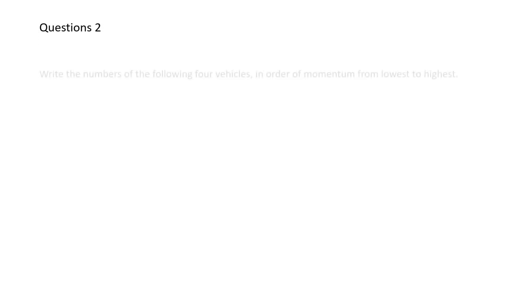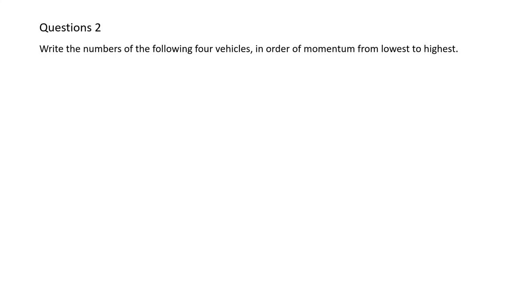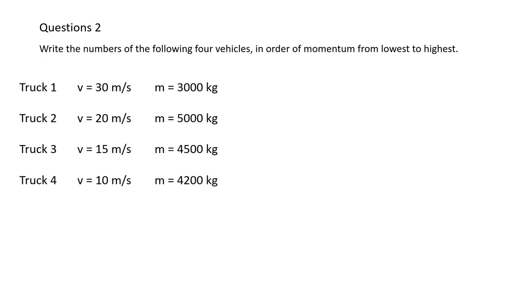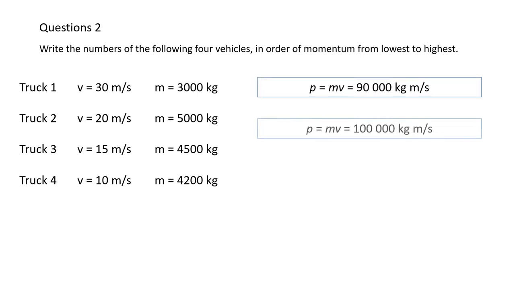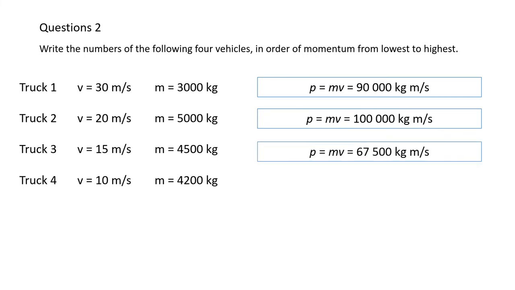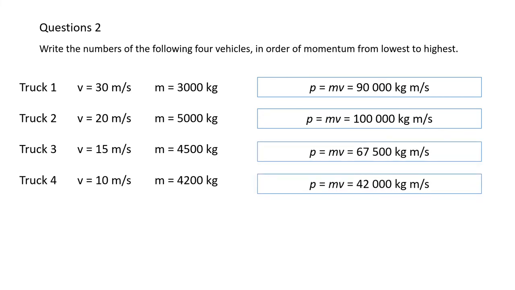Question two. Write the numbers from the following four vehicles in order of momentum from lowest to highest. So you need to calculate their momentum, which is mass times velocity. Right, let's put them in order. So, our lowest one is truck 4, then truck 3, then truck 1, then truck 2.